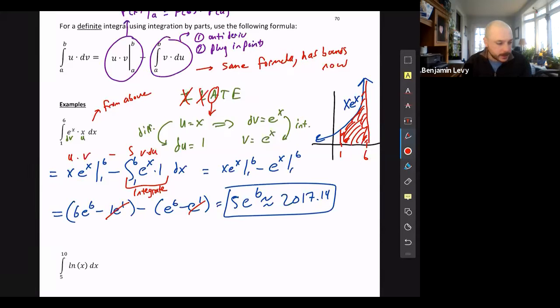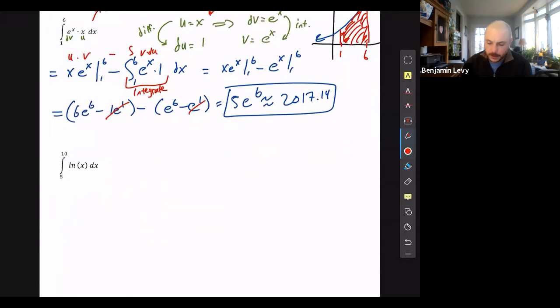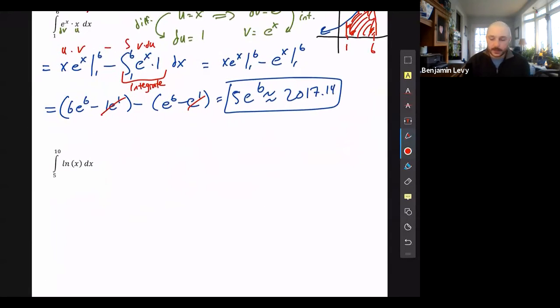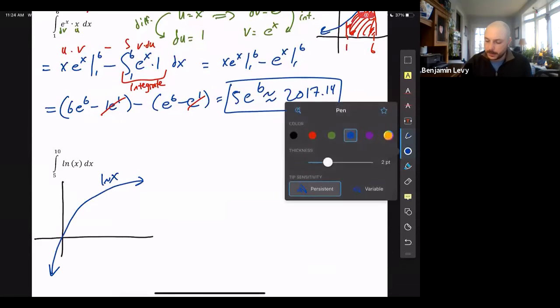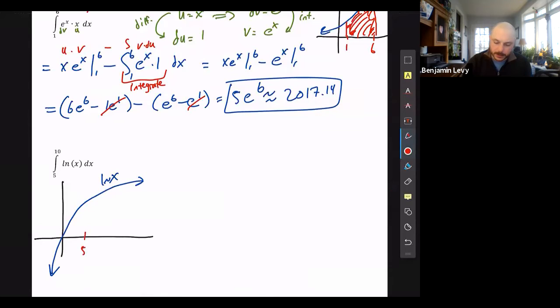All right, let's look at one more, and then I'm going to give you a chance to try one. On this next one, we've got ln of x. Let's draw the graph right up front, just to remind ourselves what we're trying to do. So we know ln just looks like this. And we're trying to calculate the area under the curve from 5 to 10, which seems like it should be pretty easy, and it's not terrible, but it is an integration by parts problem. It feels like it should be easy, but it takes a little bit of effort.